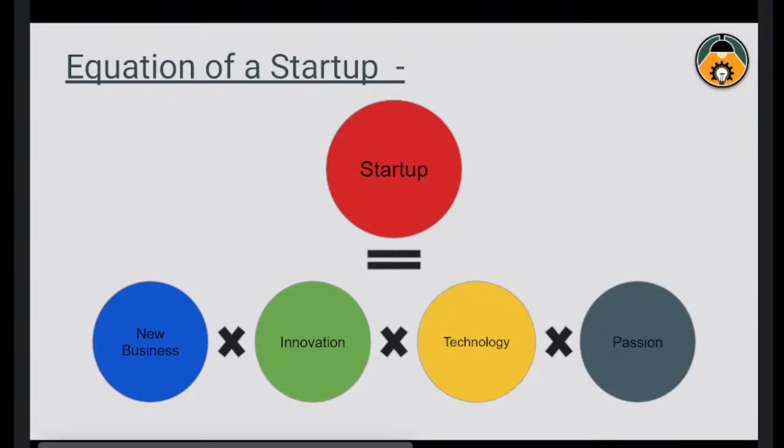Now I have a question for you guys. Why is there only a multiplication sign? Why not addition or any other sign? Sir, each of the components multiplies the growth of the startup. Each of them acts as a factor, and when multiplied together, they lead to a successful startup. Yeah, you are correct. So the answer is, for a successful startup, you have to balance all these four terms. For example, you have an A-class idea, but you and your co-founder don't have that much patience to convert it into reality, then it's all zero. Zero multiplied by anything is just zero, nothing else. So that's all.